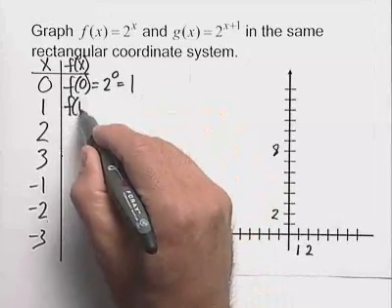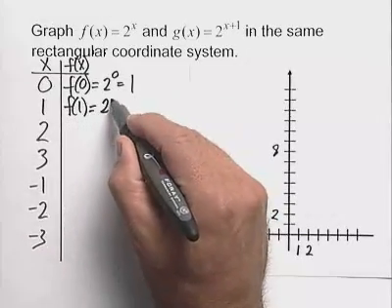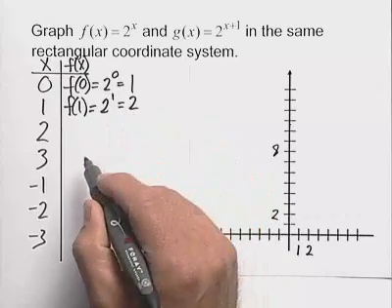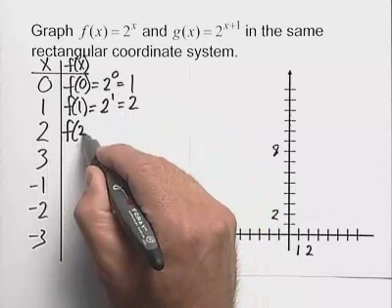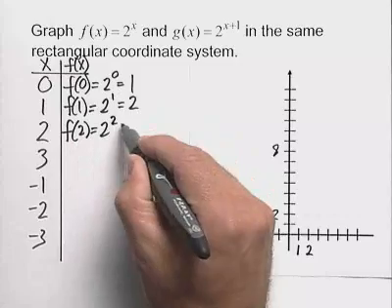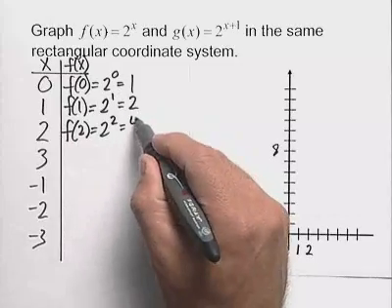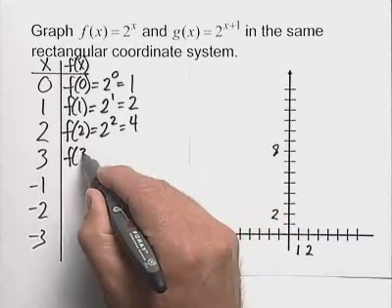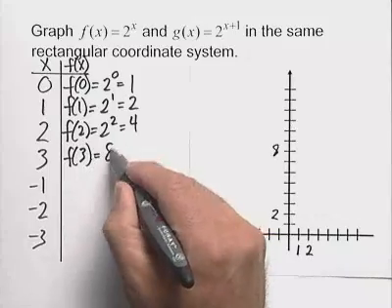We'll analyze f of 1 as well. 2 to the first power gives us 2. And we'll continue to work our way through these evaluation problems. F of 2 will give us 4. F of 3 will then give us 8.